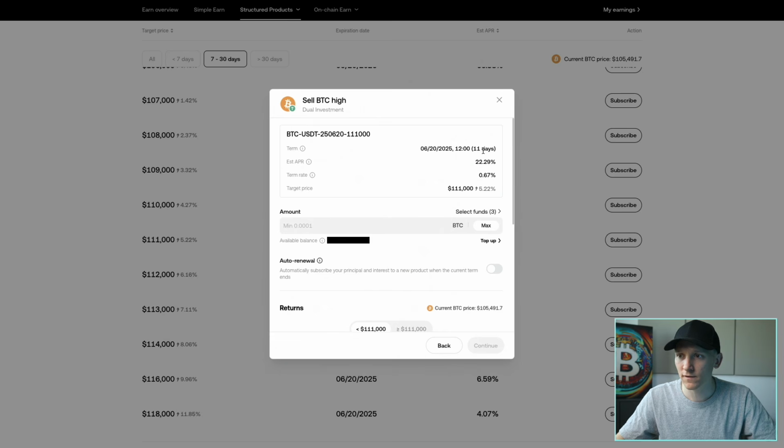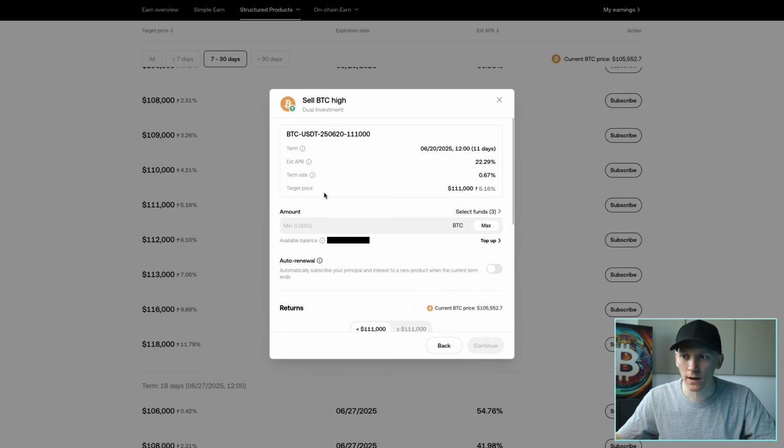Now the term you can see here is 11 days. The APR is 22.29%, but again, it isn't really an APR. And you can see the rate for the term. That's really what we're looking at, which is over the 11 days, that's what we're getting as a return. Right, you can see that there. And then the target price is this one, which is 5% away.